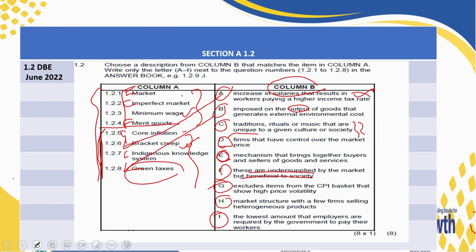You see that H is talking about a market. And if we also look at D, it is also talking about firms. So this was a distractor for imperfect market. There is always a distractor for one of the concepts. So sometimes you might have picked a wrong one and you then get to the distractor.